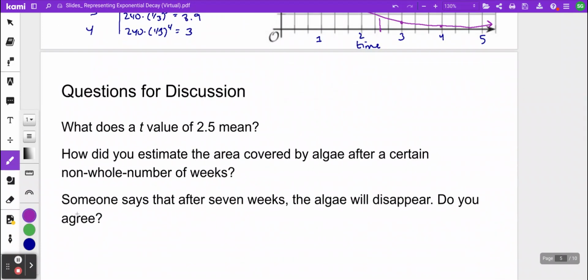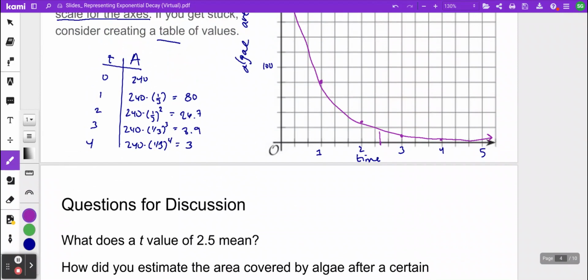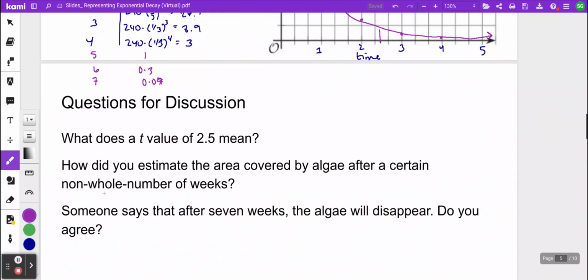Someone says that after 7 weeks, the algae will disappear. I'm curious what you all said for this one. If we continued our table, by week 5 it would be down to about 1. By week 6, it's going to be down to 0.3. By week 7, it's down to 0.09. And so we see it's definitely going less and less, but it's not going to be completely disappeared.